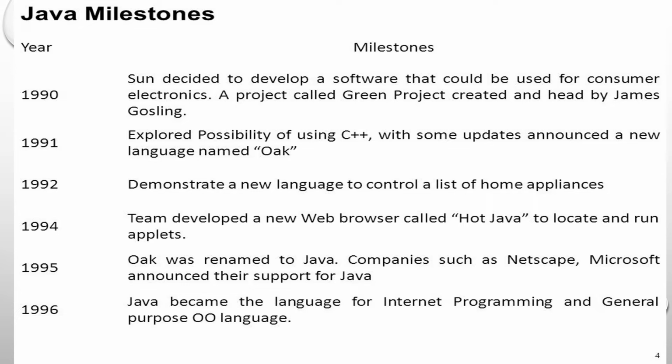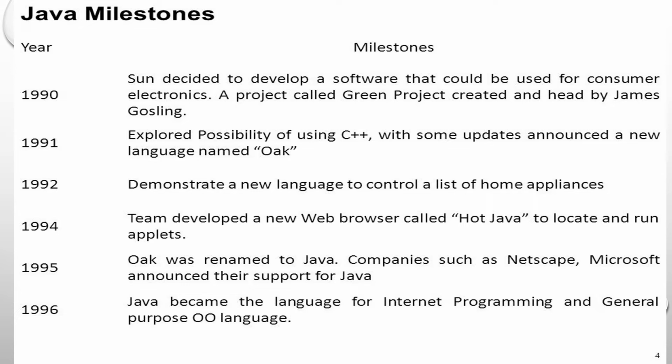In 1993, the World Wide Web appeared on the internet and transformed the text-based environment into a graphical-based environment. In 1994, the team developed a new web browser called HotJava. HotJava is used to locate and run applets. Applets are small Java programs that run on the web browser. In 1995, Oak was renamed Java.